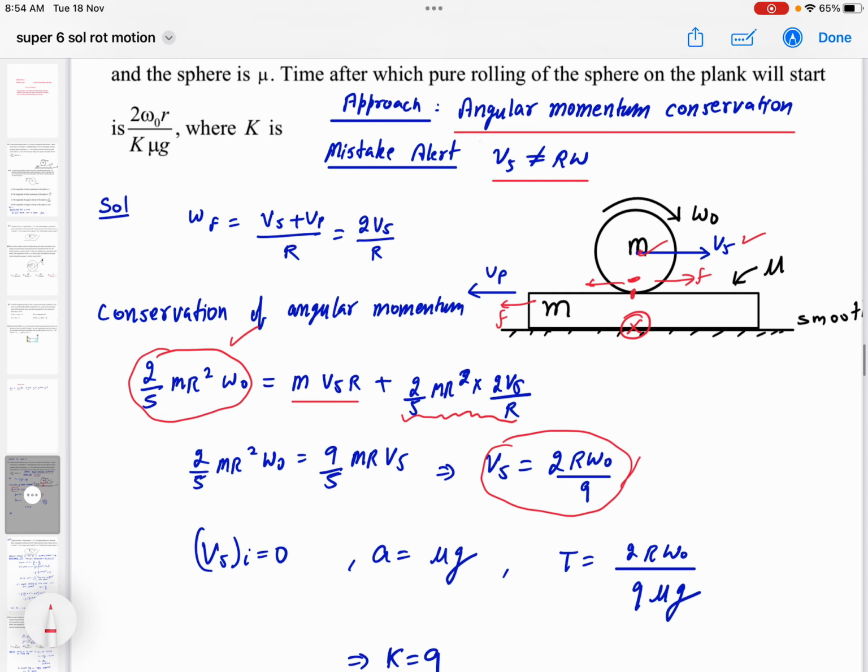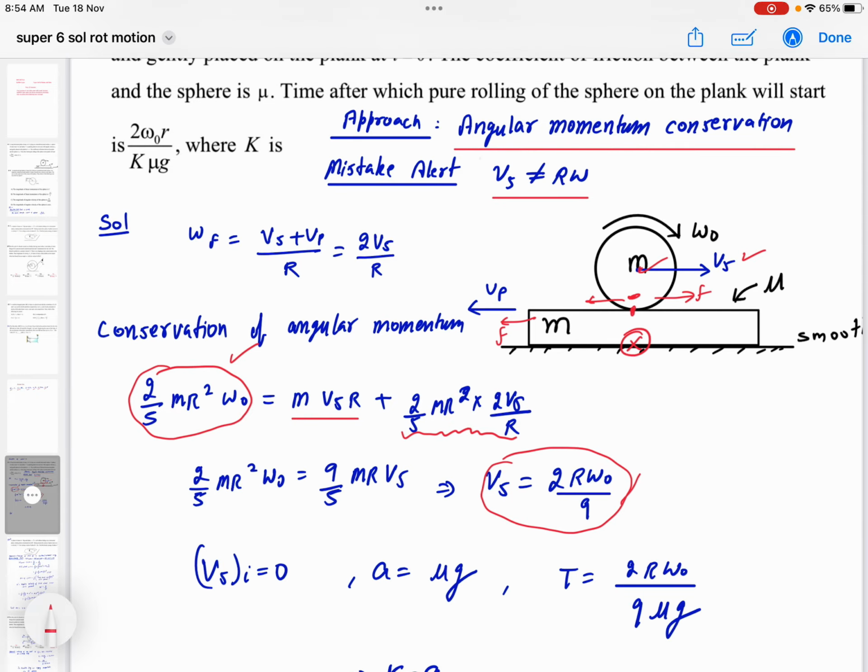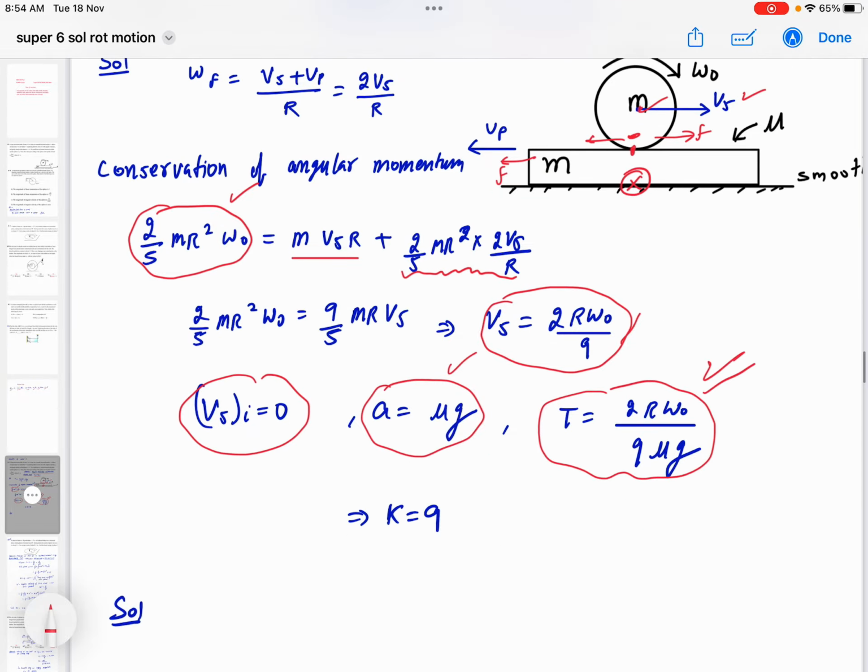And now in this question, time was required. Initial velocity of sphere is 0, and we know when there is slipping between sphere and plank, friction must be kinetic in nature. Friction force is mu mg, divided by m, so acceleration should be mu g. Now I am applying the time formula. So by that I am getting k value as 9, right beta?